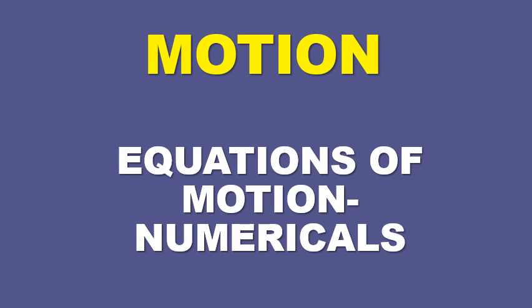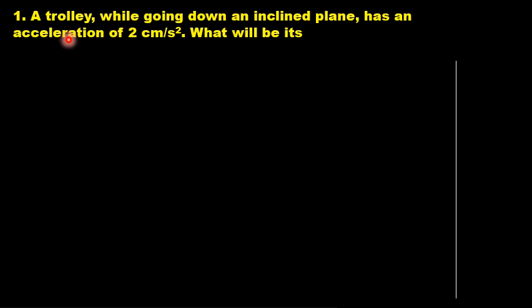Motion, numericals based on equations of motion. The first numerical problem that we are taking up: a trolley while going down an inclined plane has an acceleration of 2 centimeter per second square. What will be its velocity 3 seconds after the start? So here a trolley is coming down an inclined plane.